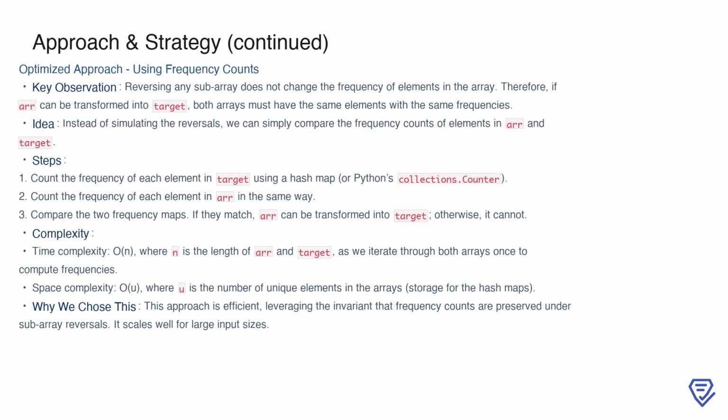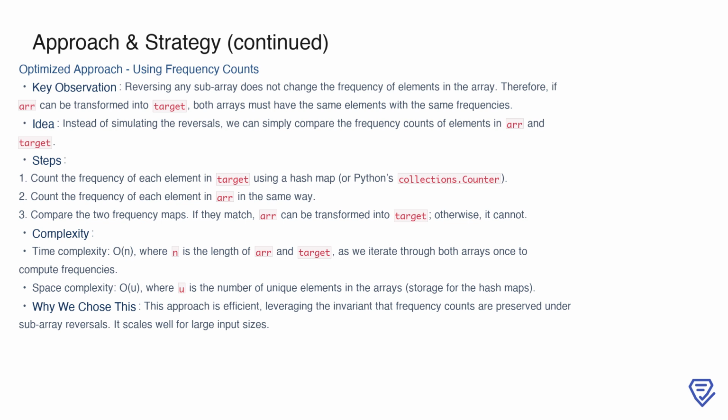First, calculate the frequency of each element in target using a hash map or Python's collections Counter. Then, do the same for ARR. Finally, compare the two frequency maps. If they match, we know ARR can be transformed into target. If not, it cannot.